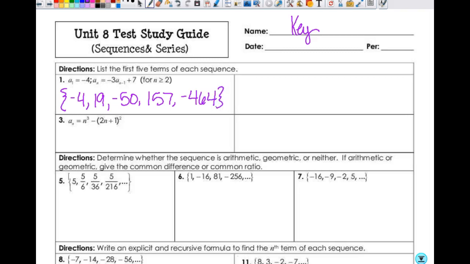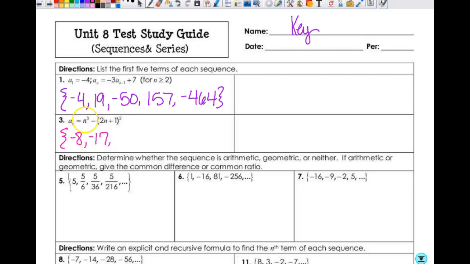Okay, so this next one is not a recursive sequence. Instead, to get the first term, I substitute in 1, so 1 cubed minus 2 times 1 plus 2 squared. That's going to give me -8. Then for the second term, I substitute in 2. 2 cubed is 8. And this will be 2 times 2, which is 4, plus 1 is 5 squared. So it'll be 8 minus 25, which is a -17.